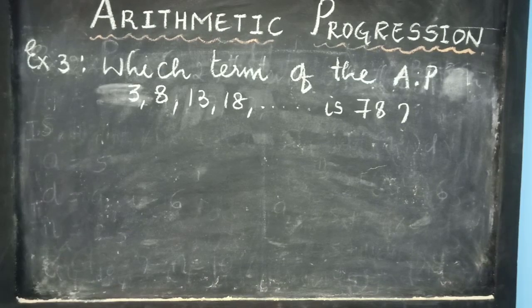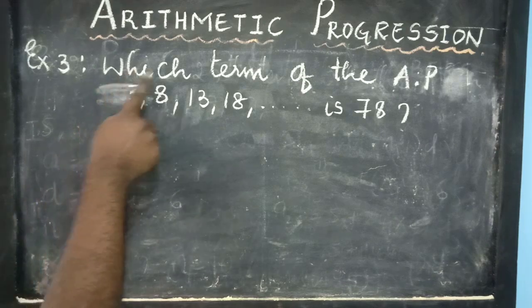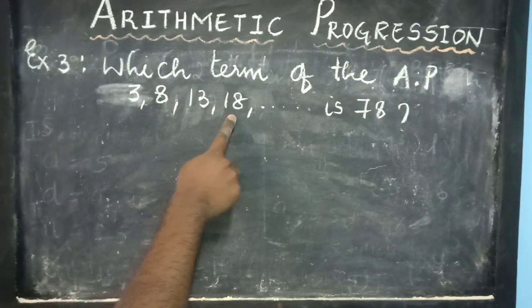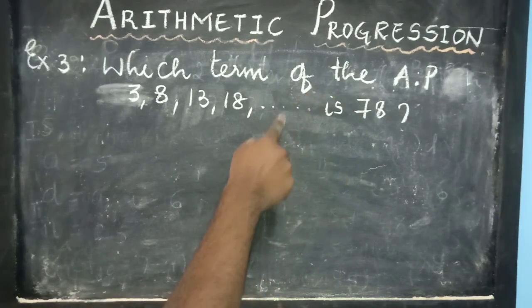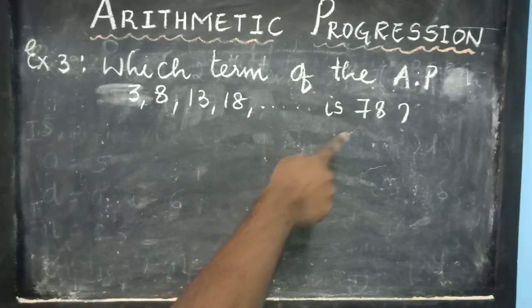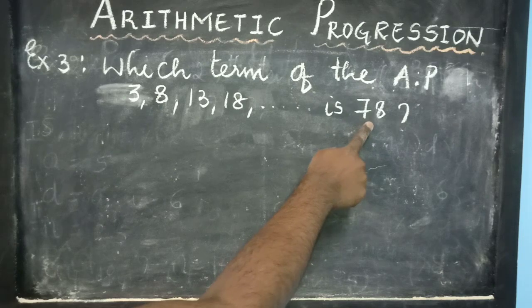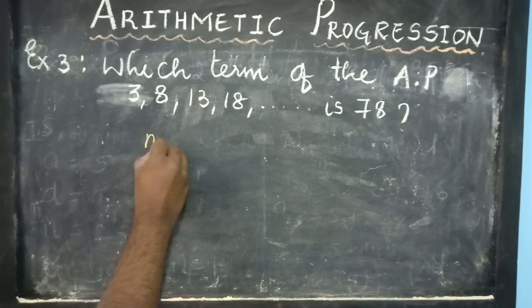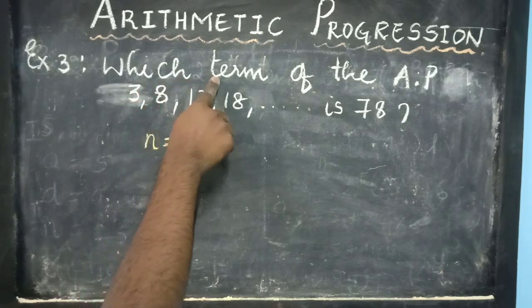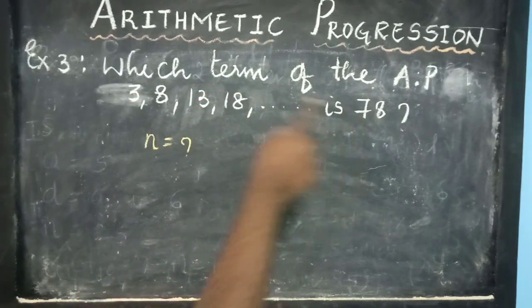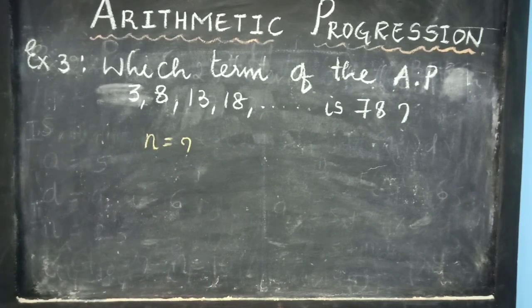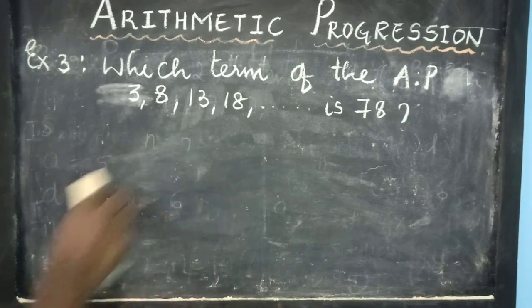Students, example 3, which is a very important question for the examination. Which term of the AP 3, 8, 13, 18 is 78? We need to find out N. The last term, 78, they have given. They have given the AP. We should find out N. That is, which term is 78 for this AP. That means we should find out the value of N.